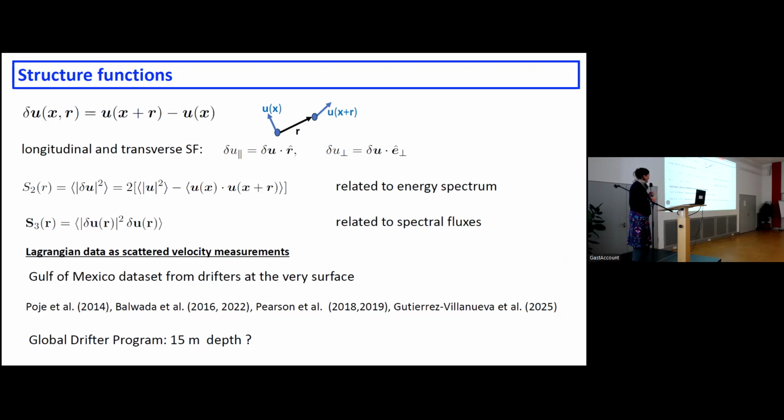And some studies arose from this, claiming that they show dual energy cascades, and also actually biases that happen when you compare Lagrangian structure functions with Eulerian structure functions. And I think Han is going to talk more about this on Thursday, tomorrow.